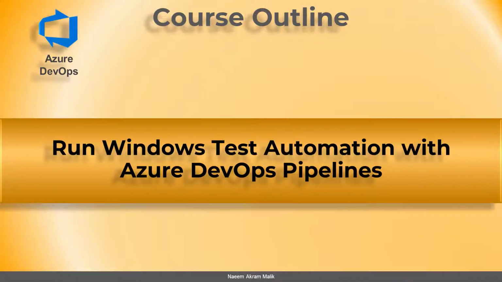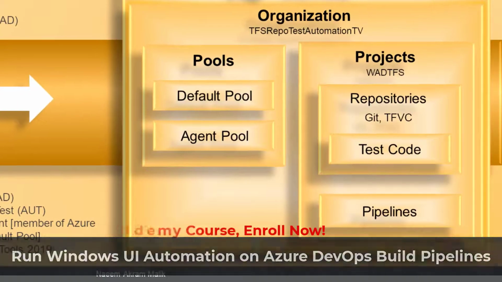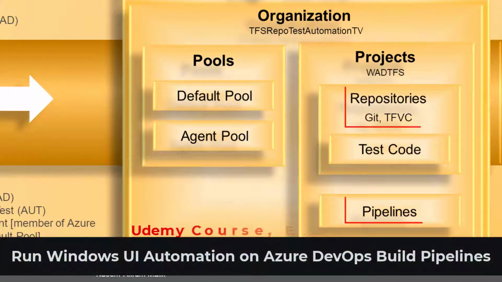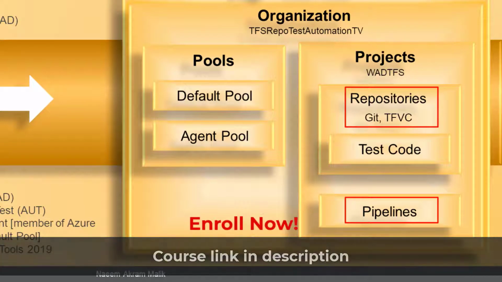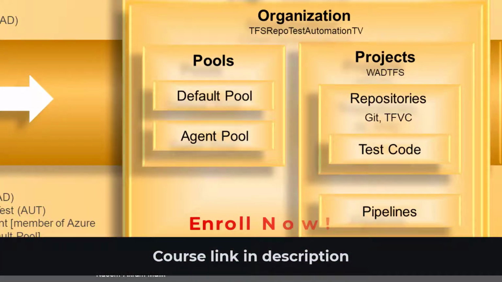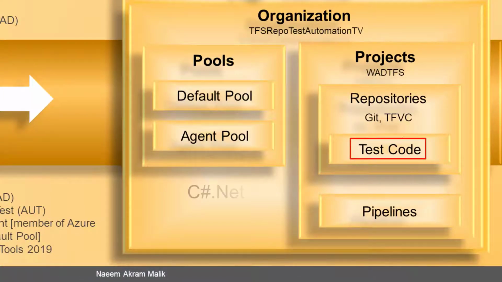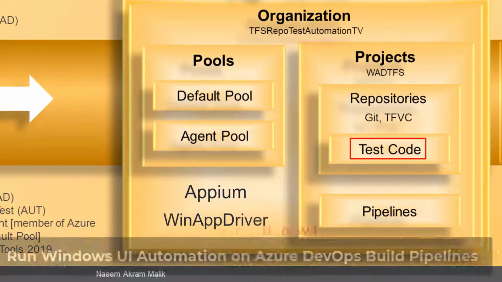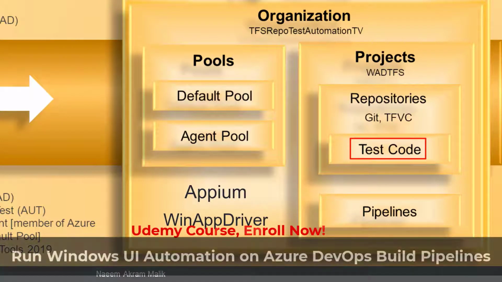In this course, we will learn how to run automated testing scripts for testing Windows applications through Microsoft Azure DevOps. We are going to use the build pipelines and the repos features specifically. The example scripts supplied with this course are created in C#.NET using Appium API and WinApp Driver, which is a UI automation tool based on Appium.